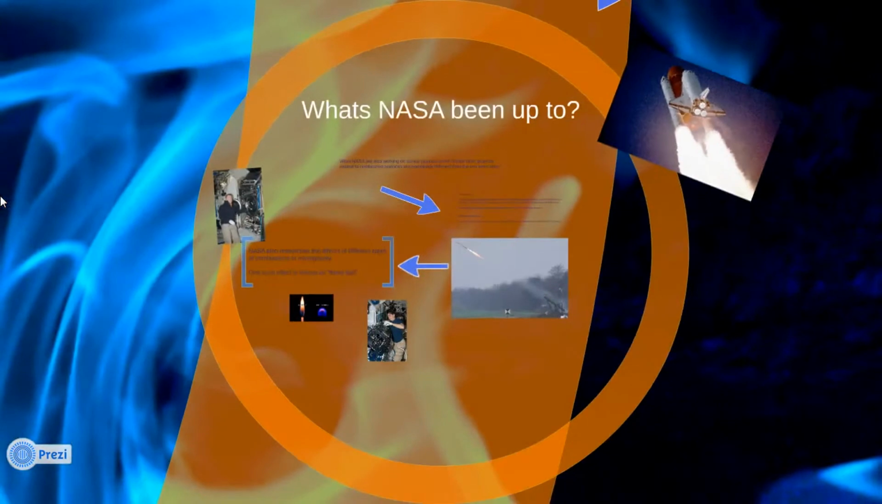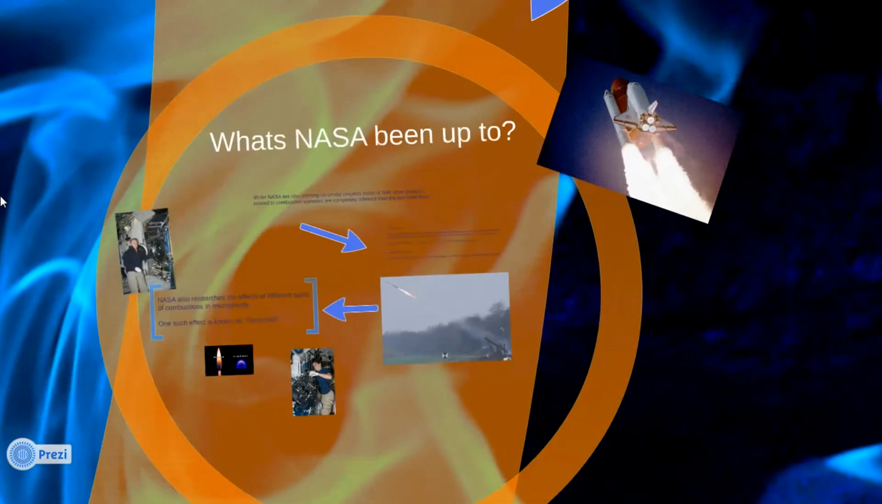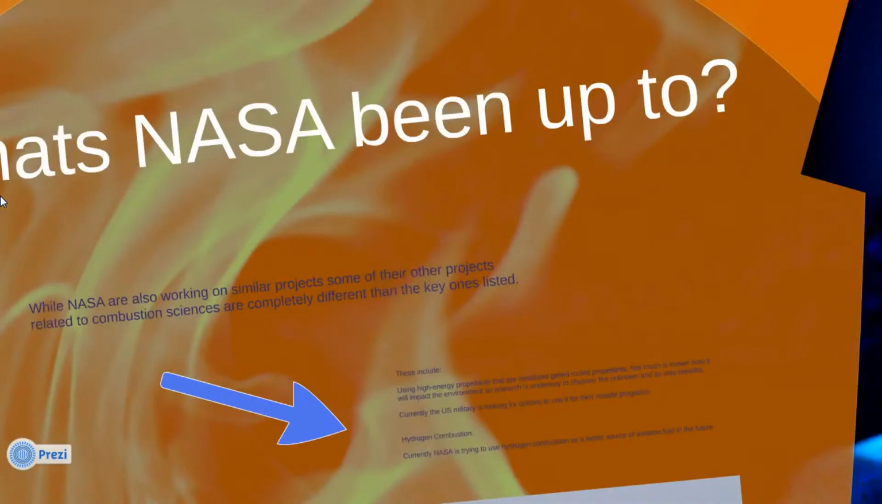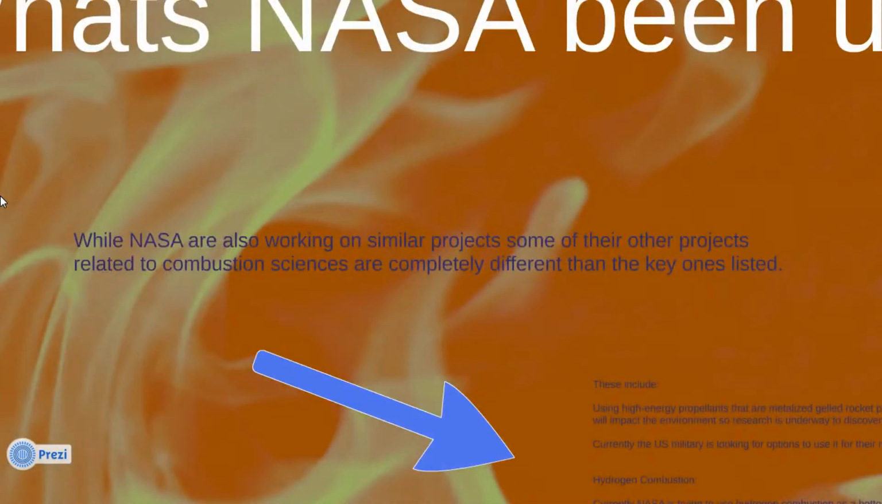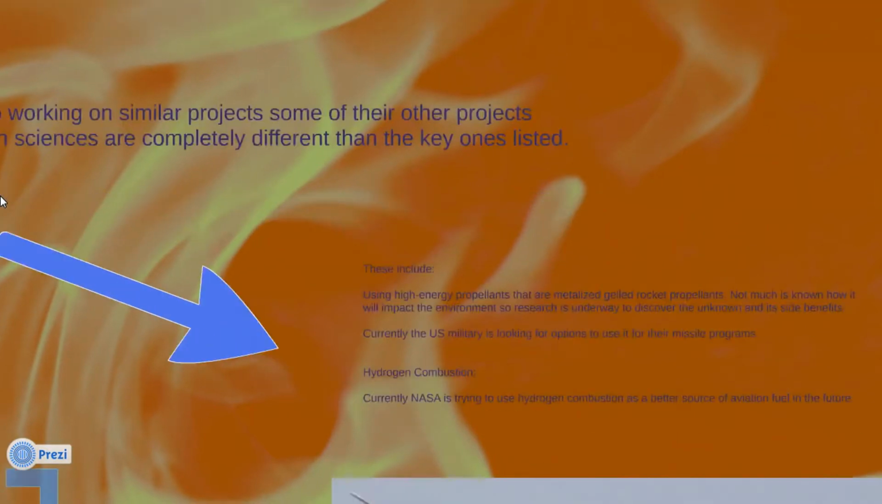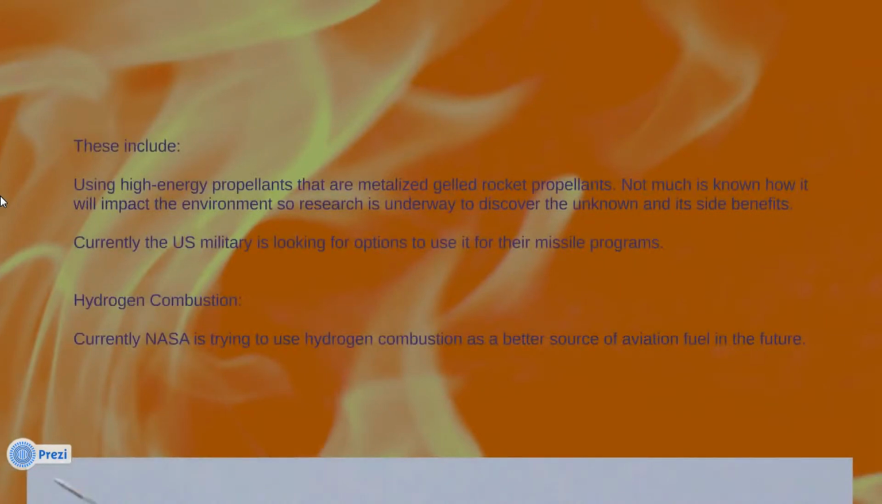NASA is also following the same methods as other combustion research groups, but their main focus is rockets, because of propulsion. They also have similar projects like other combustion science researchers, but some of them are really important and relevant. One of them is high energy propellants that are metallized gel rocket propellants. Not much is known about how they will impact the environment, so research is underway to find out all about it. The United States military is also looking at options to use it for their missile programs.